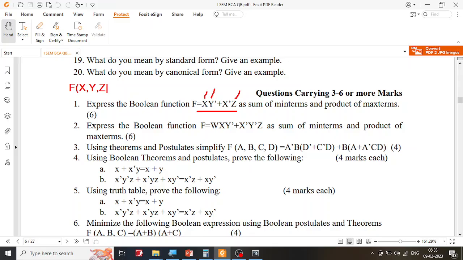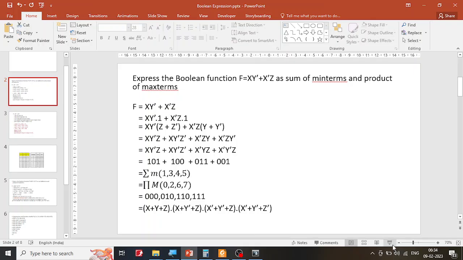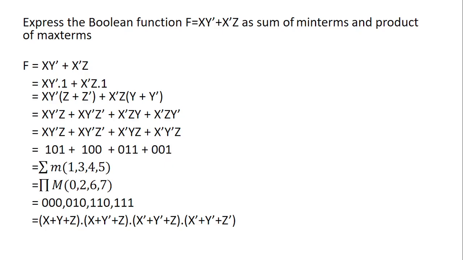What is the problem with this particular function? This function contains two product terms, but in the first term z is missing, and in the second term y is missing. How do we get it to the min term? So let's look at that. I'm going to switch over to the PowerPoint now. In the PowerPoint, let us look at how we can solve this equation.